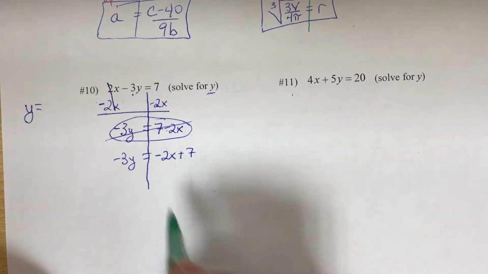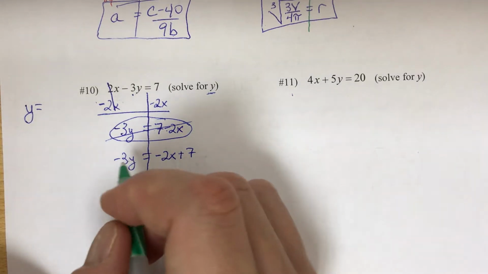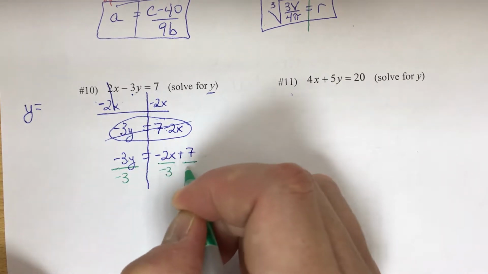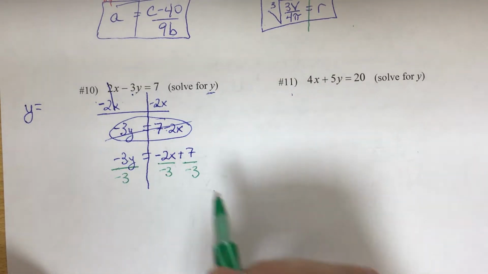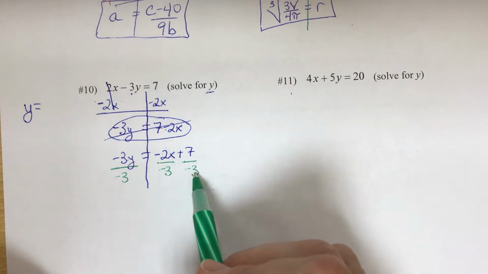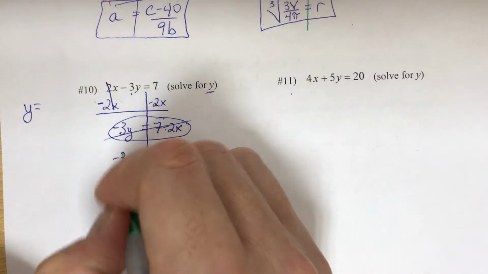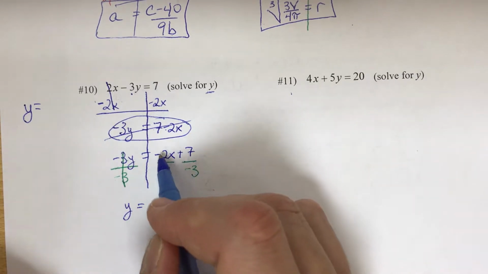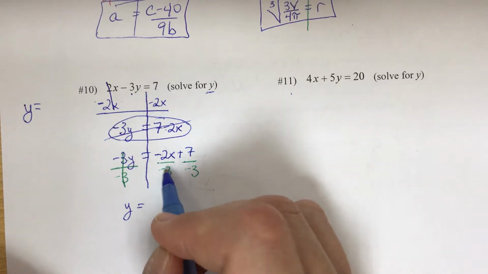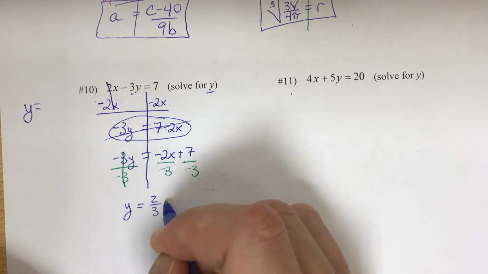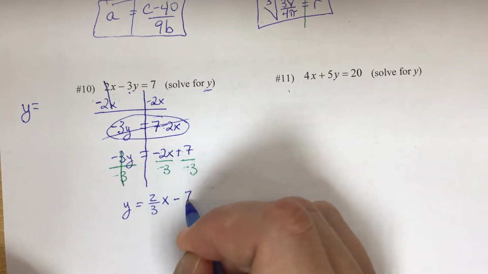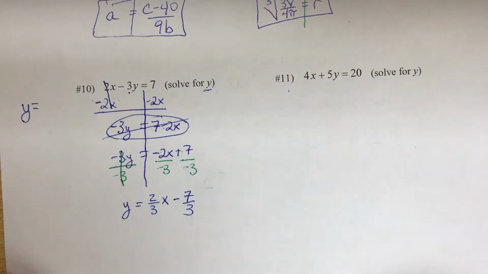Now the last move here, this is negative 3 times y. How do we undo multiplication? Well, we're going to divide. And in this case, I am going to break this up. I'm going to divide each piece by negative 3. And what we get here is y equals a negative divided by a negative is a positive, so that's actually 2/3 x. And then this, a positive divided by a negative, is minus 7/3.